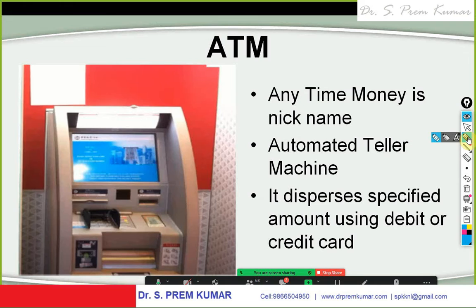You can insert your card. It may be a debit card or credit card. You can do money transactions. It is providing a lot of comfort and convenience to the public. Midnight, you go to the machine, you approach the machine, you take the money. And hence, it is nicknamed anytime money. Let us have some awareness on these ATM machines in this class.